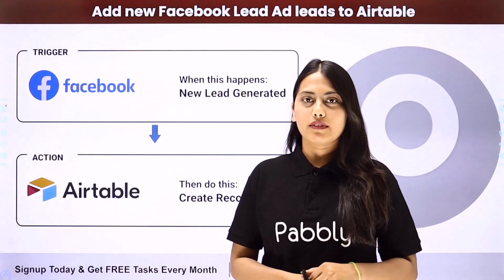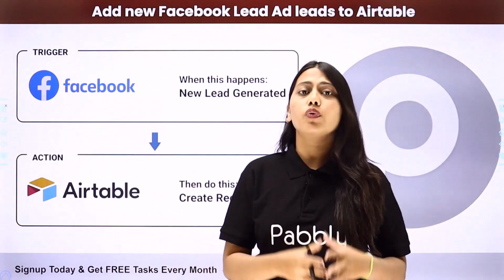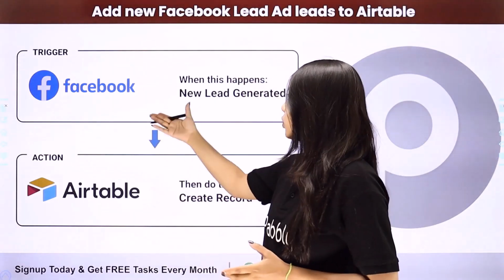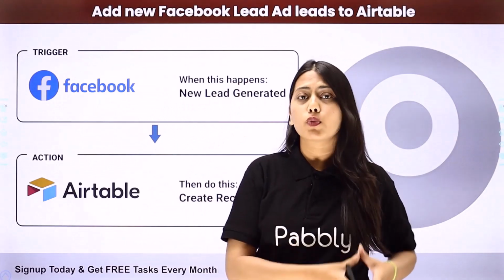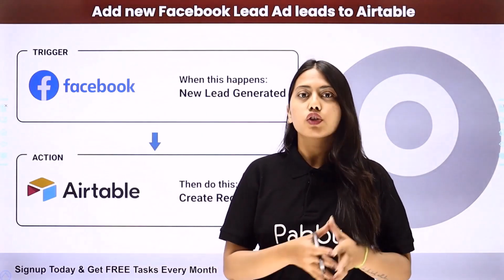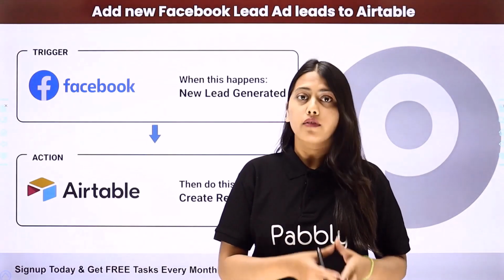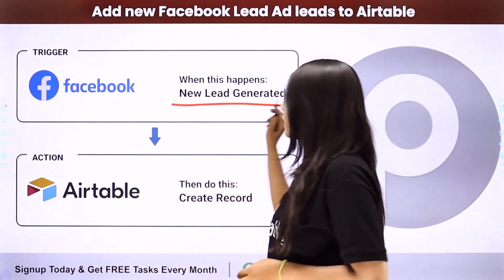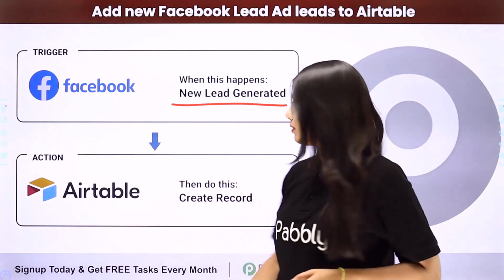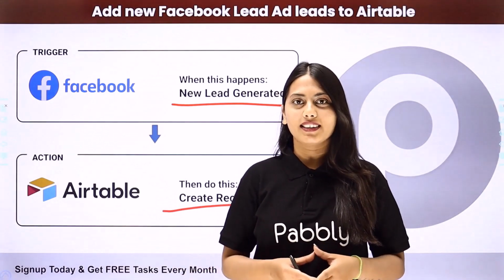Hello everyone, today we will learn how to add new Facebook lead ad leads to Airtable. So whenever you are getting new leads in your Facebook lead ads, you want them to be recorded in your Airtable and create a new record. You can do this by creating an automation with the help of Pabbly Connect, where our trigger will be the new lead generation in Facebook and our action will be to create a new order in our Airtable. Let us learn how to do that.